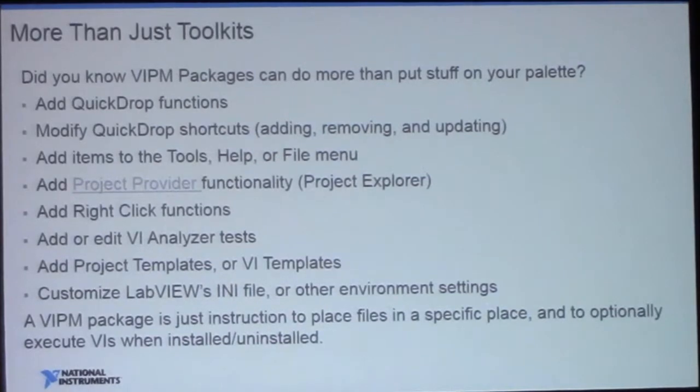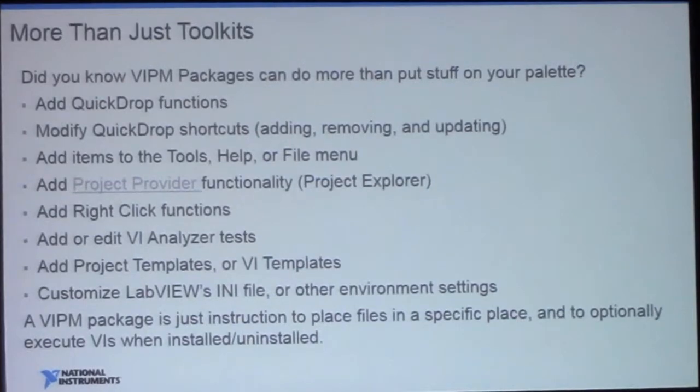All right, so I mentioned that you can do more than just place files. You can do pre and post stuff. But what I really want to say is it's also more than just toolkits, right? Obviously, we can add stuff to the palette. That's the main draw to it. You install OpenG, what do you get? You get a palette of cool OpenG stuff that you can use. But you can do a bunch of other things. You can add quick drop functions so that you install this package and now you have a quick drop that can check out SVN or commit SVNs or align your front panels or auto wire or all kinds of really cool stuff.